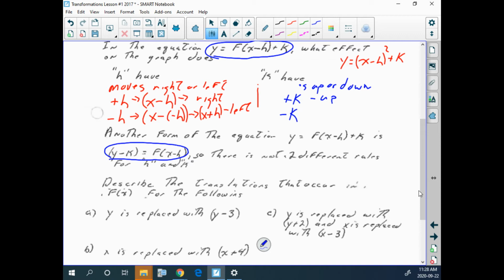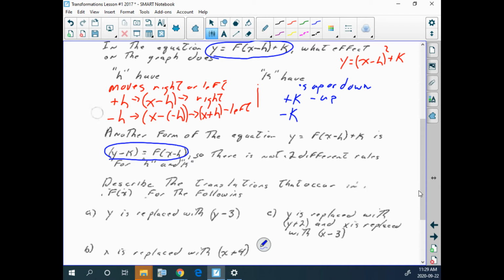If it's in this form and I see y plus 2, well, I know that moves it down, because that's y minus negative 2. I have a negative k value. The only thing is, when I move it to this side of the equation, the negative shows up automatically. So we have some issues with that. Okay, so keep this in mind. These aren't two different rules. I just usually write it in this form, but this form is one that is useful for us also.